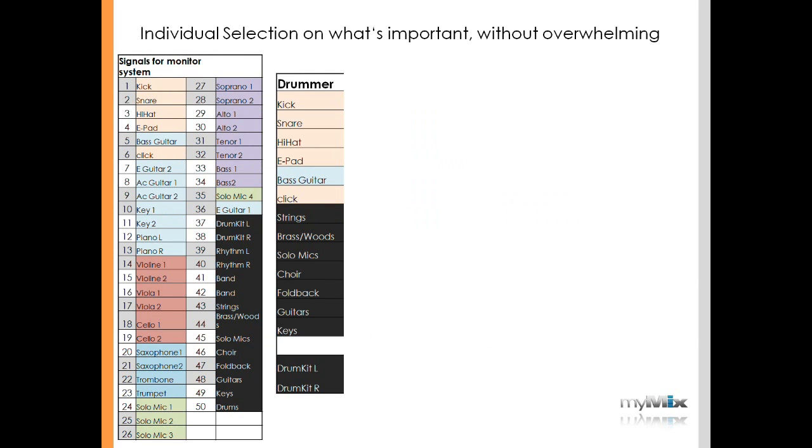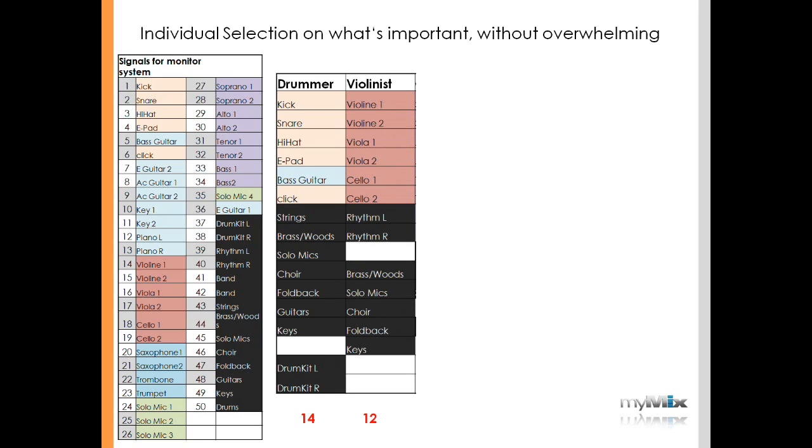So the drummer selects the individual drum channels and a submix of all the other instrument groups. Including the click track, the drummer has a total of 14 channels to control. The violins can select each and every violin individually, therefore they have a rhythm group which consists of drums, bass and all the guitars and keyboards, that they wouldn't consider what to do with anyway.